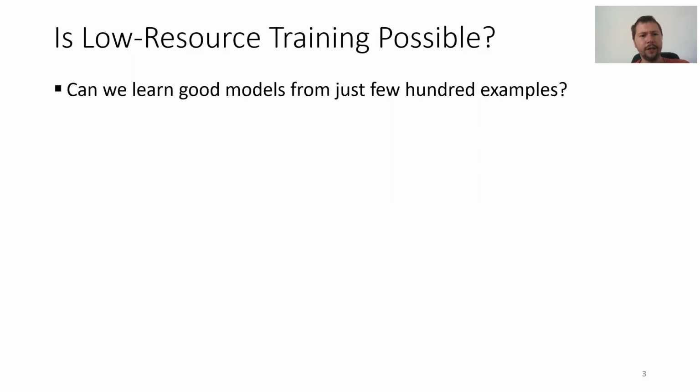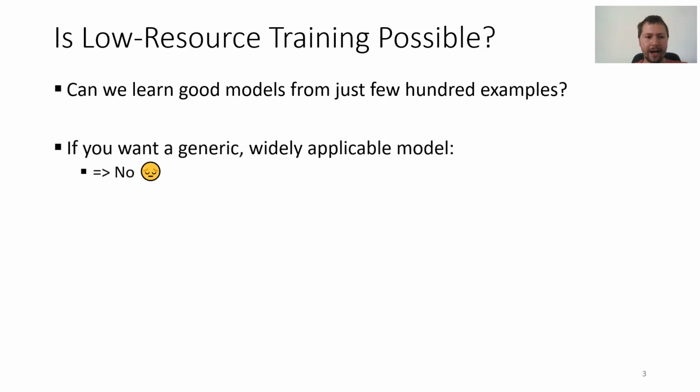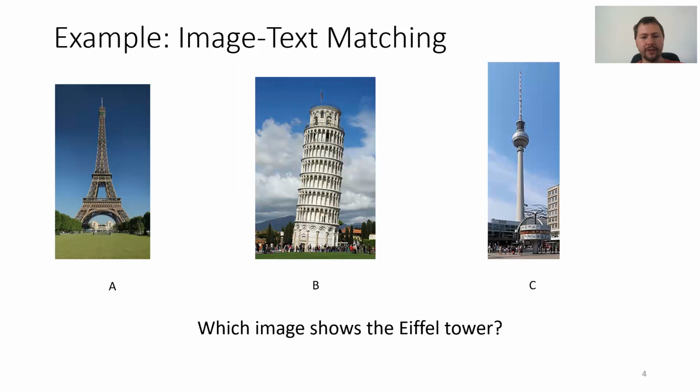So can we learn good models from just a few hundred examples, for example? I would argue if you want a generic, widely applicable model, this is not possible. So let me explain why. Imagine you have the task of matching images with text. And then I ask you which of these three images shows the Eiffel Tower. For you, it's quite simple. It's image A. So that's a really simple task.